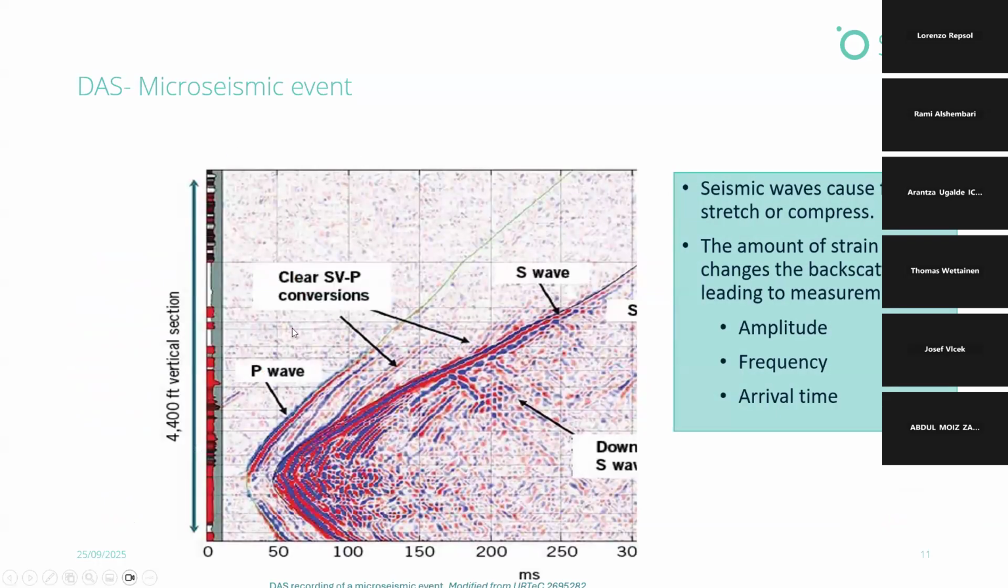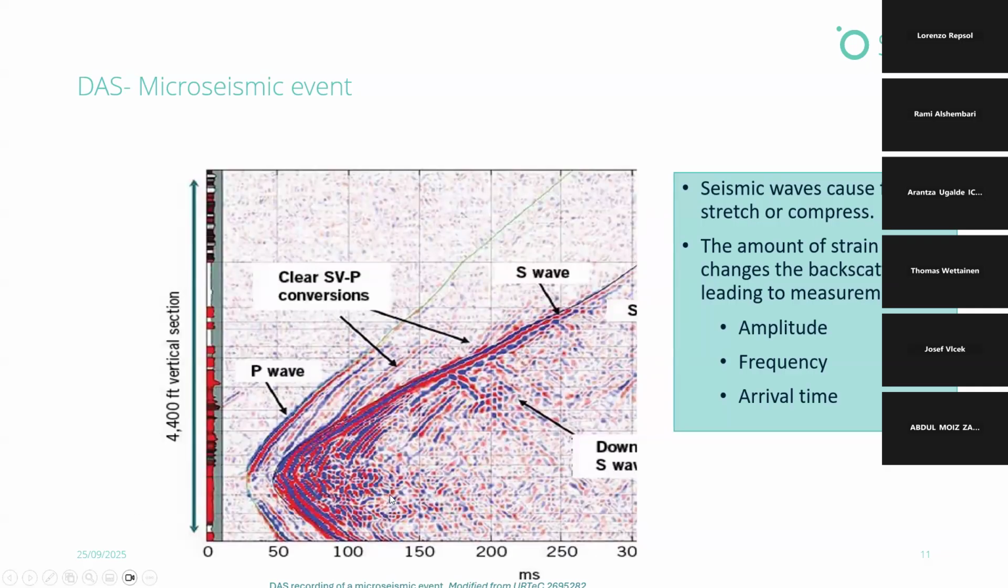So yeah, this is just an example again of a fiber optics cable over 4,400 feet. Over time, that waterfall plot, and you can see the P wave all across that 4,000 feet, S wave, as well as those other details of P and S wave conversions.